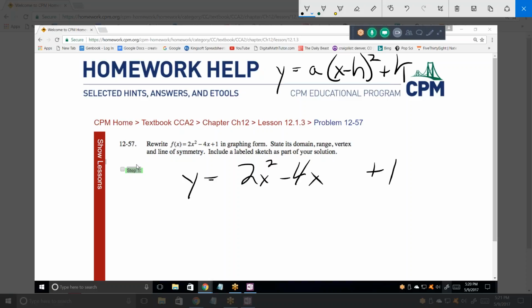Take out a 2. Our goal is going to be to complete the square, and we can't do that until we factor out a 2. So you're right, we're going to factor out a 2 only from the two terms on the left. I don't want to change anything. So far I have not. So far I've got the exact same thing I started with. Now what?